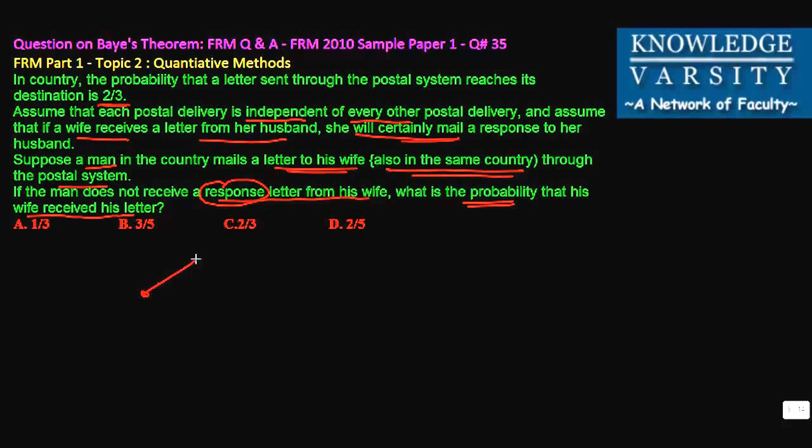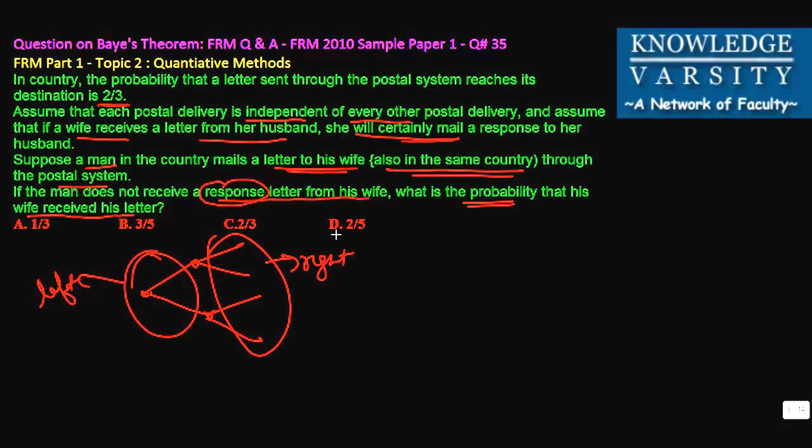Please note that the tree diagram has two parts, this is the left part and this is the right part. The right part can be created from whatever is given, and it is already given in the problem. Given that the man did not receive a response, the right part's nodes will be man receiving response and man not receiving response. Whatever is given will be in the right part.